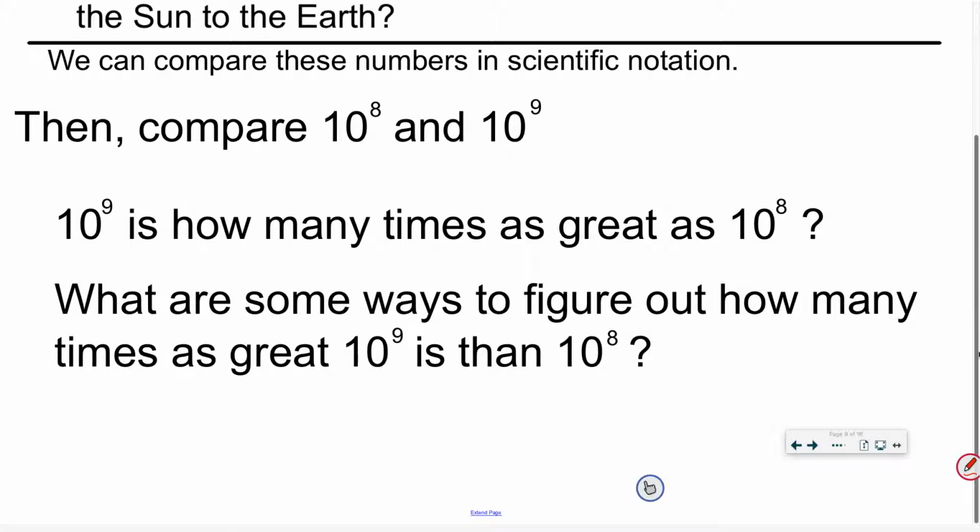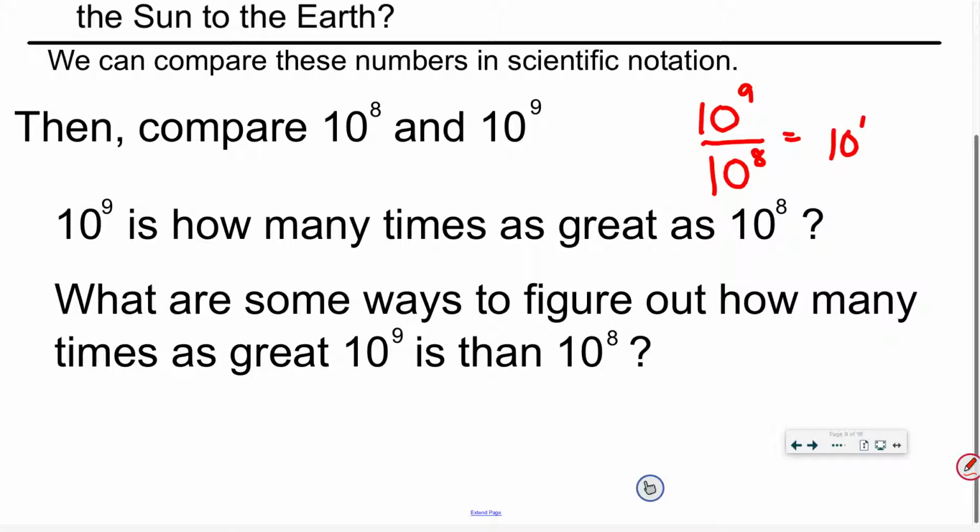How many times larger is 10 to the 9th than 10 to the 8th? How do you know 10 times? What did you divide? You divided 10 to the 9th by 10 to the 8th. What topic that we've already done does that look like? That's the division property of exponents, right? If I have the same base and I'm dividing, what can I do with my exponents? I can subtract them. 9 minus 8 would be 1.